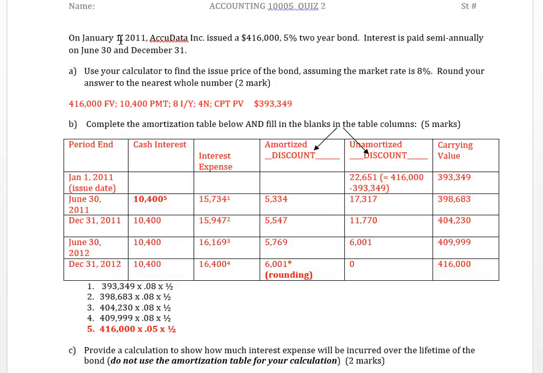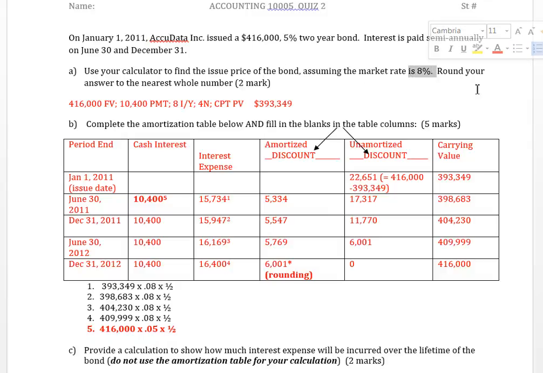So here we see that on January 1, 2011, the company issued a face value bond of $416,000, coupon is 5%. It's a 2-year bond paying interest semi-annually every June 30th and December 31st. So we already know the number of interest payments are going to be 4, 2 a year for 2 years. Using your calculator, find the issue price of the bond.